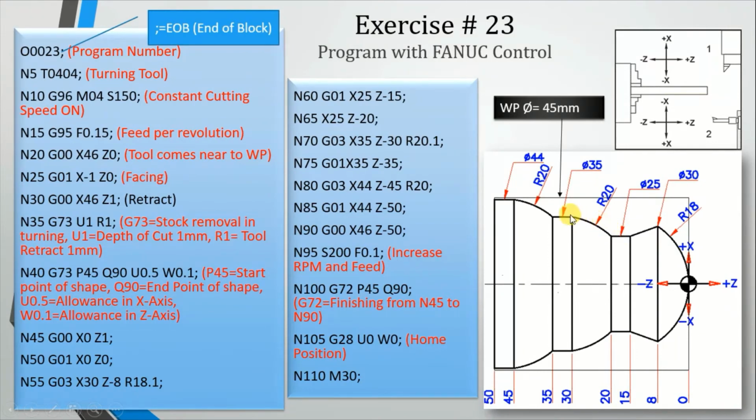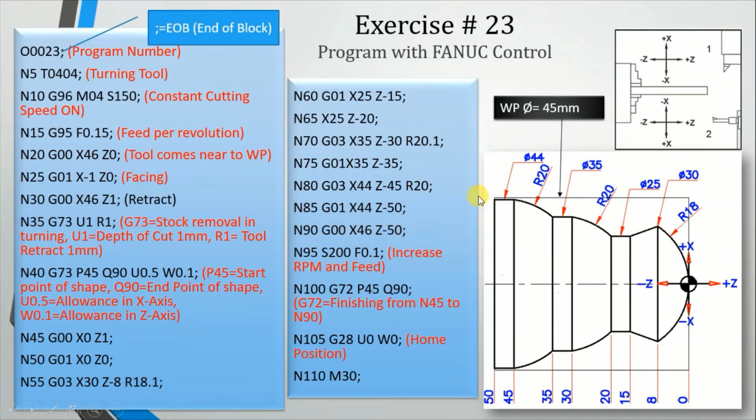Now we have G03, we'll write G03 X35 Z-30, the tool will come here. Then again G01 X35 and Z-35, and then again G03 X44 Z-45, and the radius is 20. And the next line here G01 X44 Z-50. After that we will take the tool up, G00 X46 Z-50.